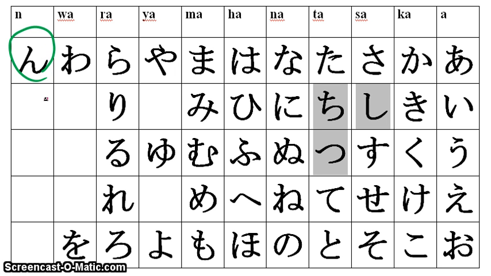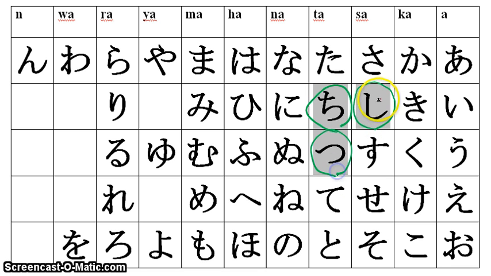Another thing you might have noticed is it's kind of special. And I'll come back to that in just a minute. Another thing you'll notice is that shi, chi, and tsu have a different color background than the others because they're a little bit different also.